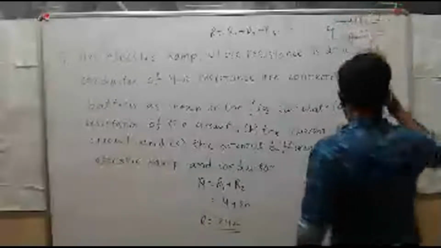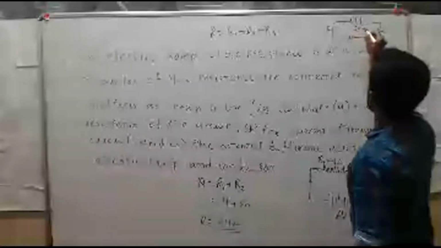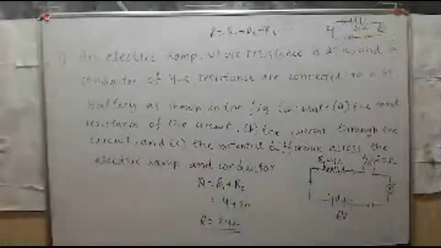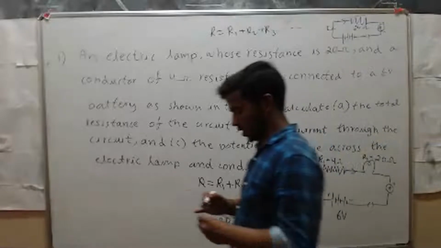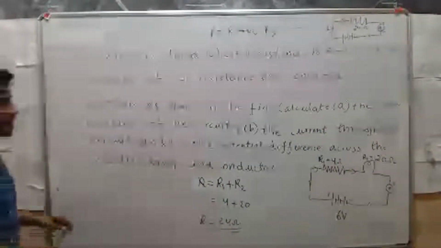Okay, so now we can redraw the circuit as, so now here 24 ohm. Okay, so both are same. So total resistance in the circuit, that is 24 ohm. Okay, next question. Second one, what is that?